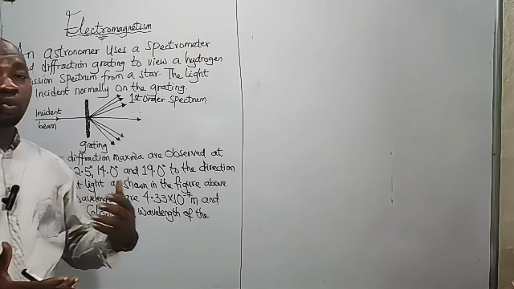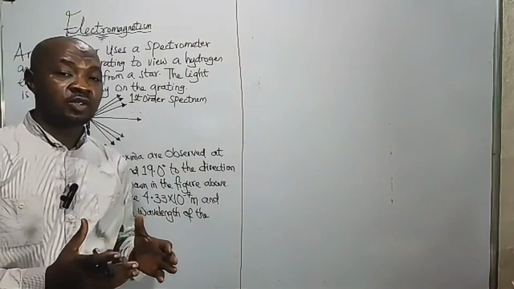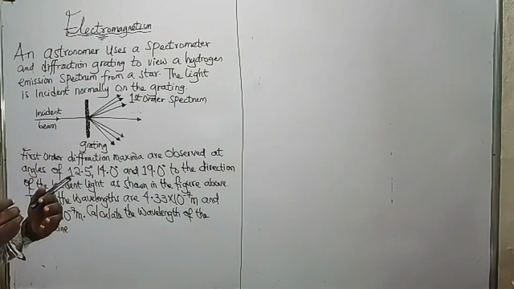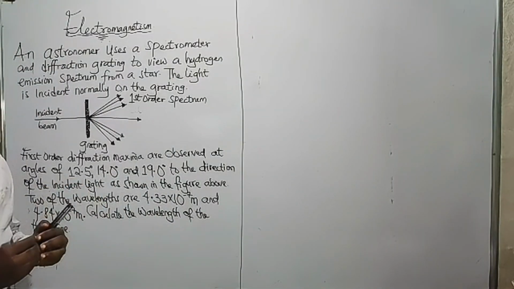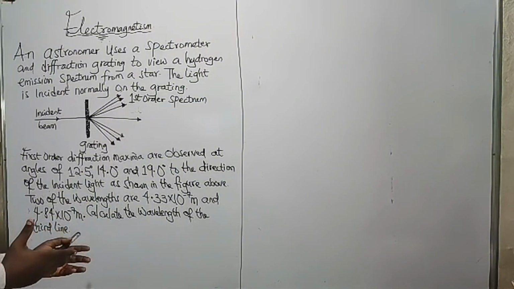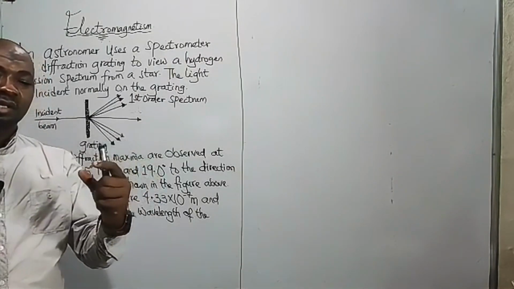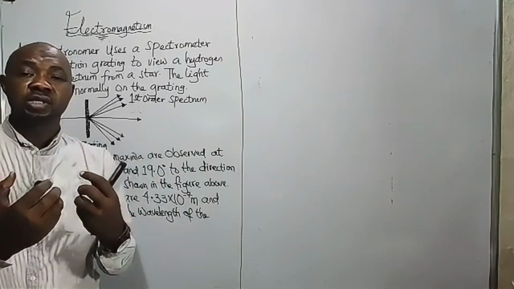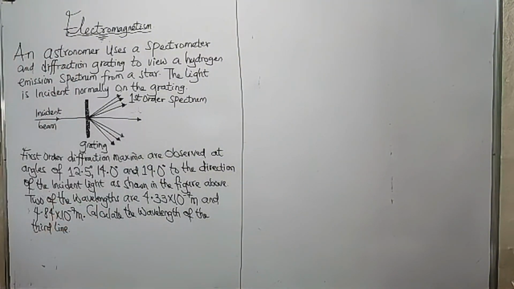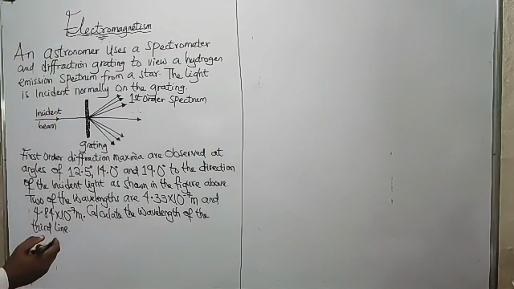So we want to calculate the wavelength of the third line. You can see we have three lines here. And don't forget that we are using first order. So the first thing is, what formula are we going to use in order to calculate the third line wavelength? There is an equation which is modeled for questions like this, and we call it the diffraction grating equation.